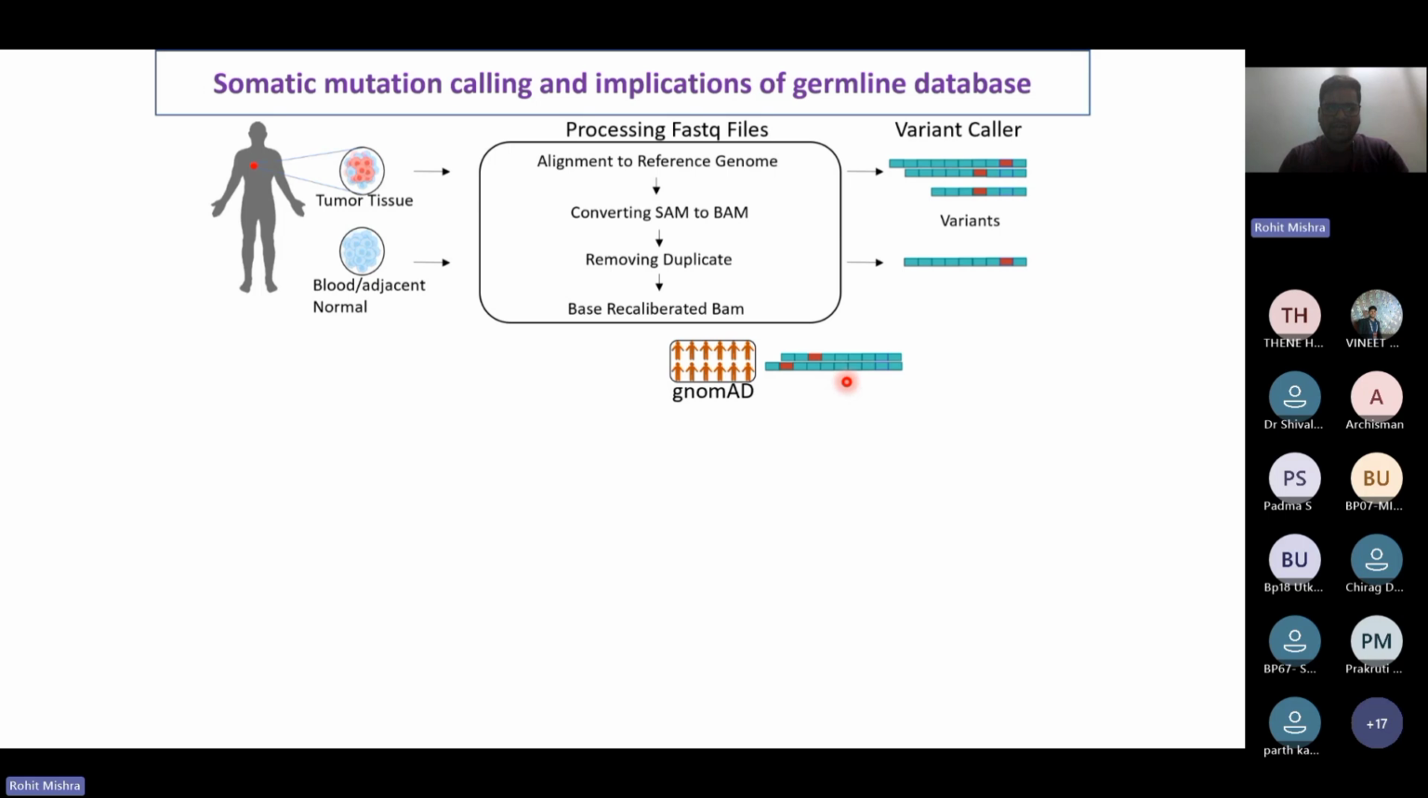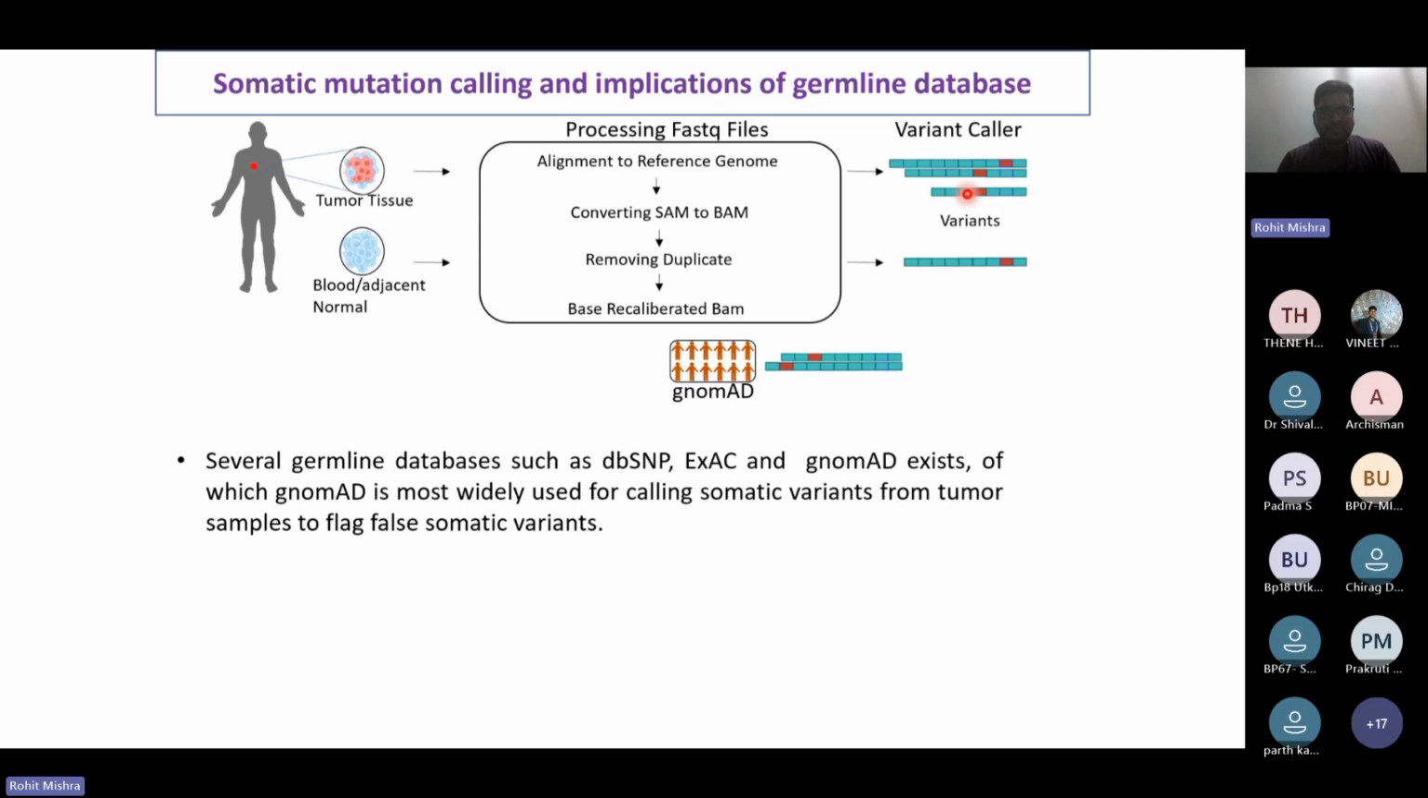So what we have eliminated is at least 3 variants from our variant list, which was generated from tumor tissue. So we get rid of all the possible germline variants, which were usually called false somatic variants. This exactly tells us that there are several germline databases such as dbSNP, ExAC, and GNOME-AD, of which GNOME-AD is the most widely used, and hence it is used to flag false somatic variants. That is the only reason we have used this, and we have eliminated all the possible germline variants from our list.